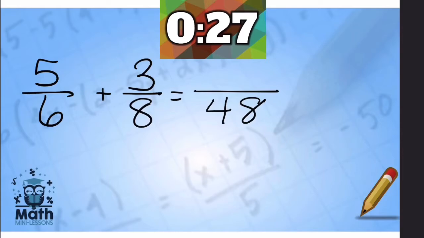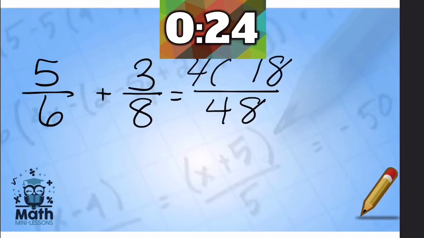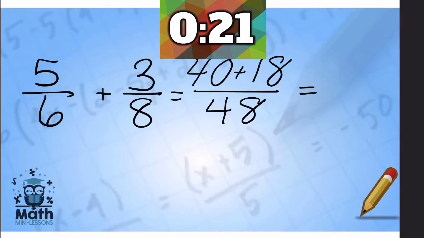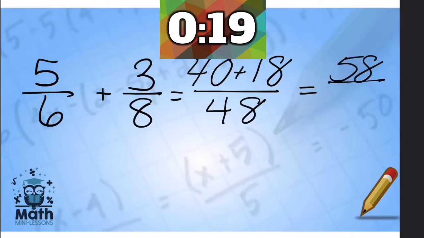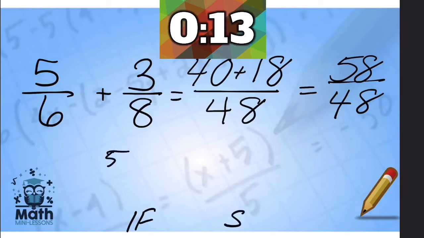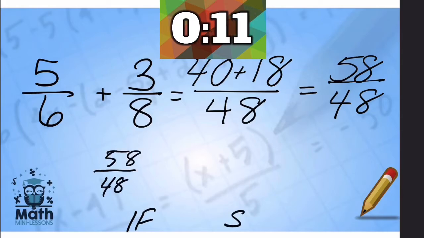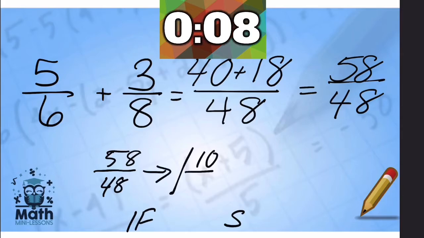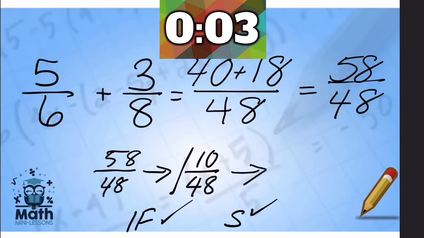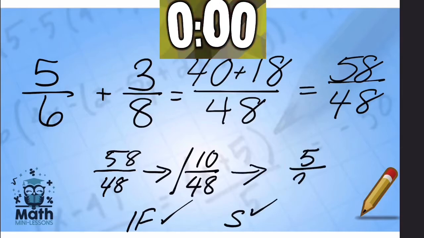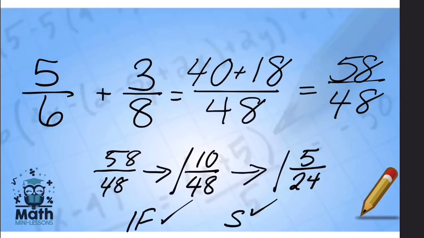48, 18, 40, and these two fractions are 58 over 48. Quickly check, it is definitely an improper fraction, so this is the same as 1 and 10 over 48, and I can simplify this to 5 over 24. So that's my final answer, 1 and 5 over 24. See, just like I said, 30 seconds or less.